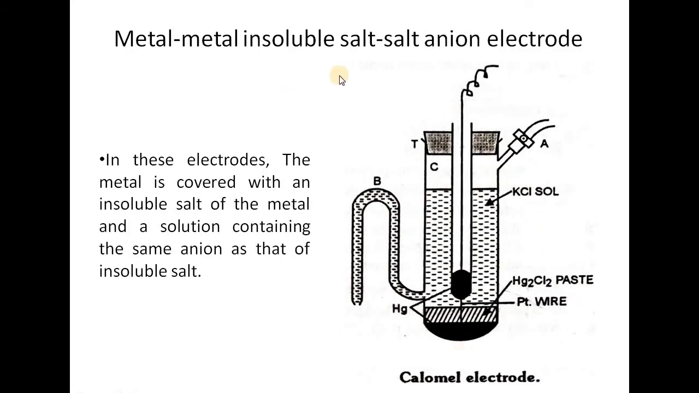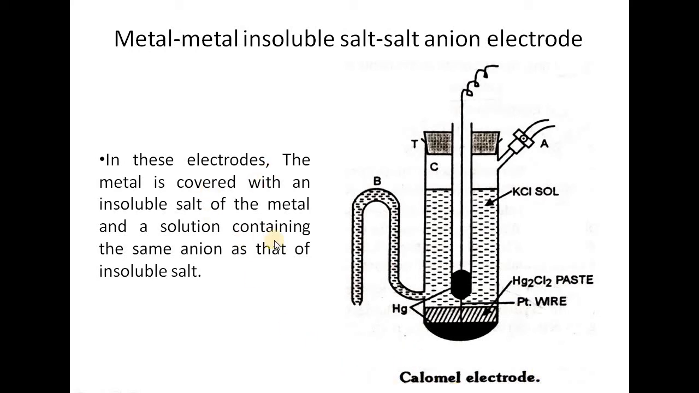Now the next one is the metal insoluble salt anion electrode. As the name indicates, in this case the metal is first in contact with the metal insoluble salt, and this is in contact with the solution of a salt containing the same anion. Such electrodes are known as metal insoluble salt anion electrodes, and the most common example is the calomel electrode. This is also used as a reference electrode to measure the electrode potentials of other electrodes.